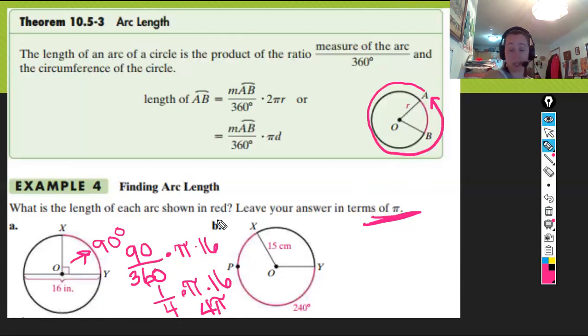I'm almost done. So this arc length would be 4 pi. Let's do the other one real quick here.